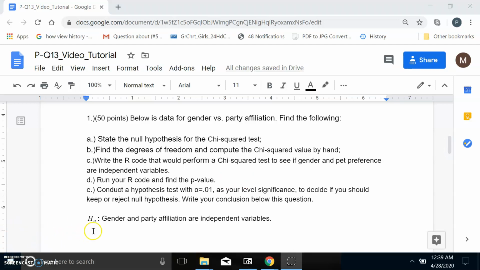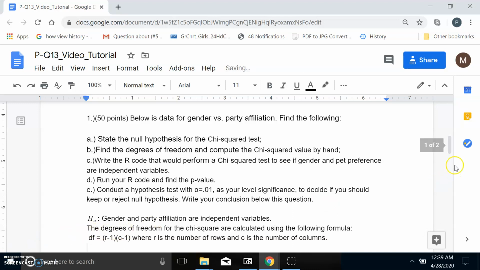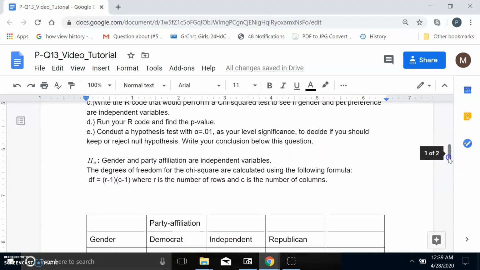Here's how you compute the degrees of freedom. The degrees of freedom for a chi-square are calculated using the following formula: the degrees of freedom would be (R minus 1) times (C minus 1). So in our case, let's go down to our table here.